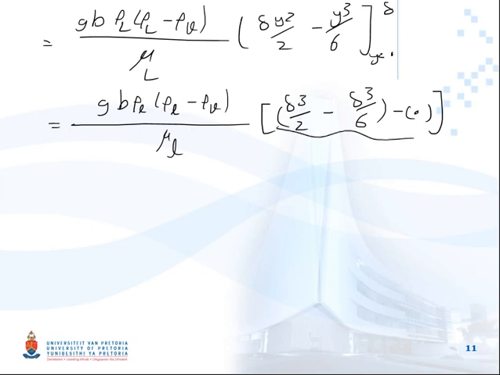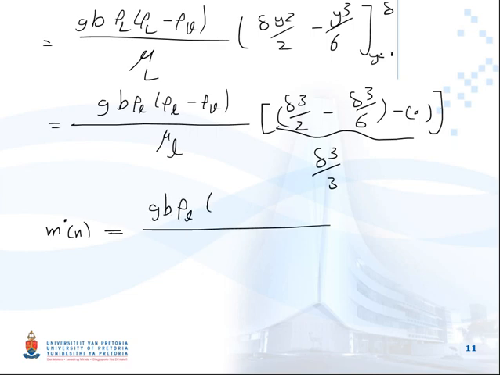So this will be 3.3. If we put it, m dot x will be equal to this correlation, g rho L minus rho V divided by mu L, equation 3.3. Okay, now we found this one.